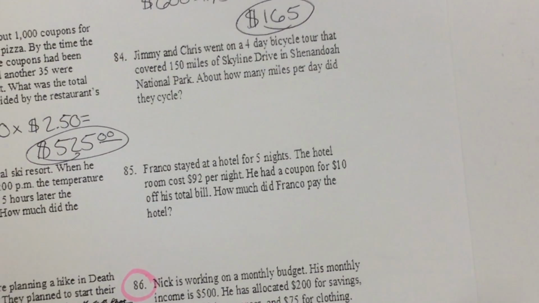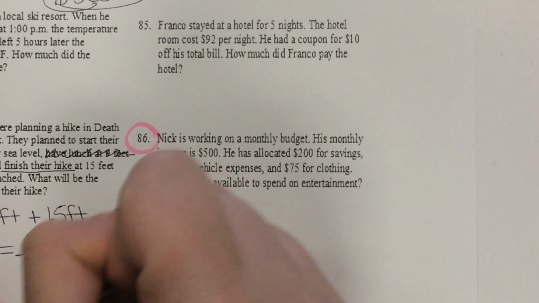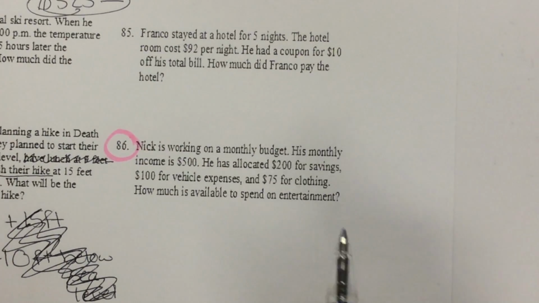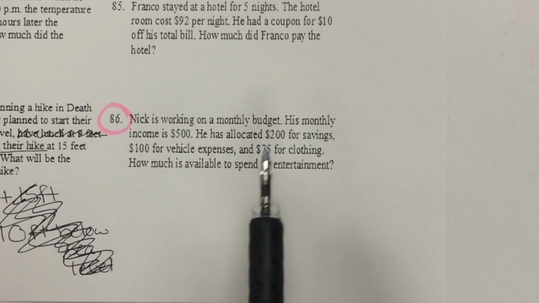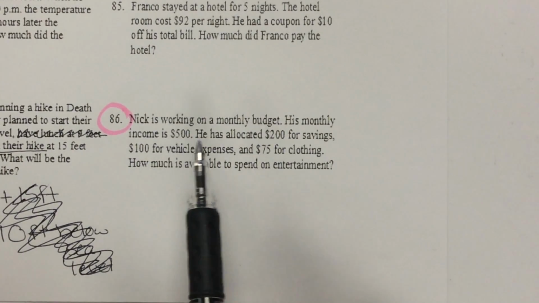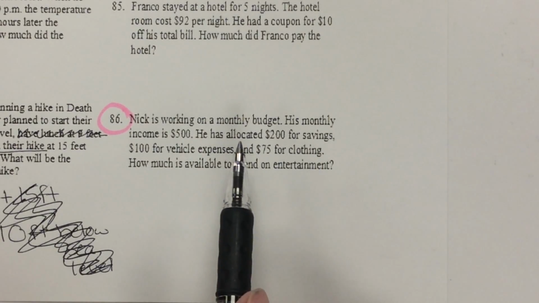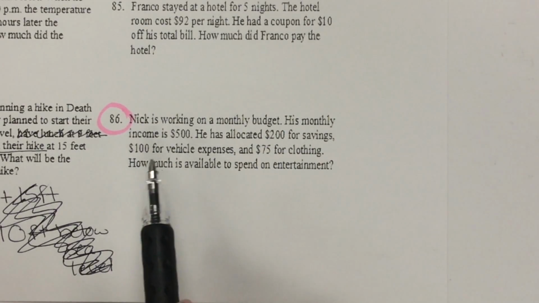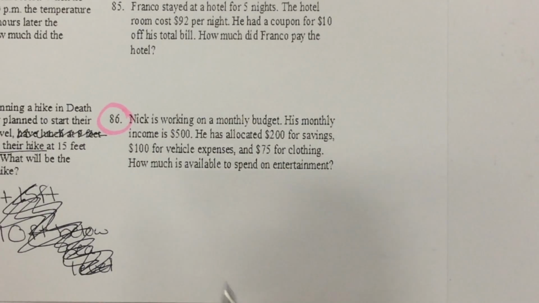Okay, last one, 86. This is where I got cut off on my last video, so I'm just crossing it out. Nick is working on a monthly budget. His monthly income is $500, and he is allocated, that's a fancy word, basically allowed, $200 for savings, $100 for vehicle expenses, and $75 for clothing. How much is available to spend on entertainment?